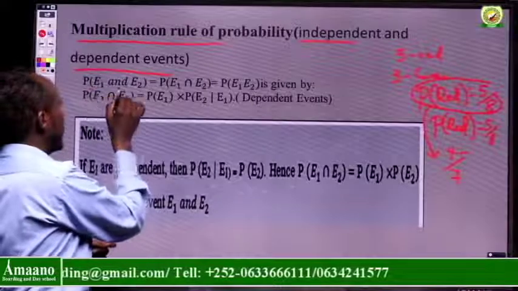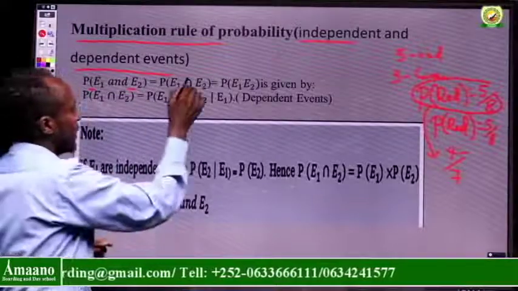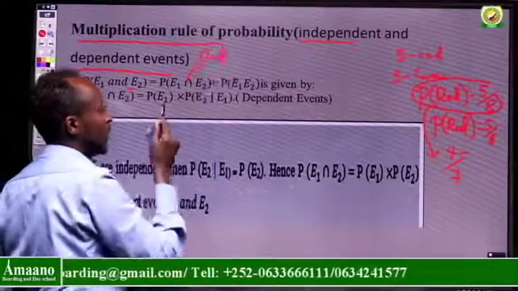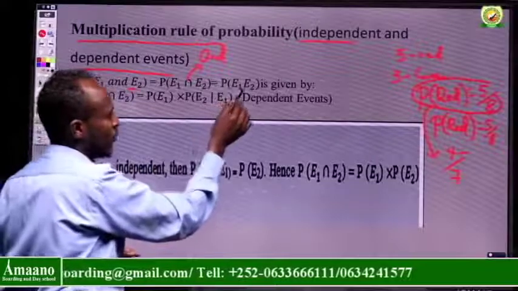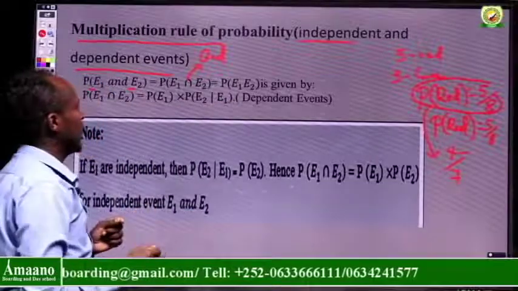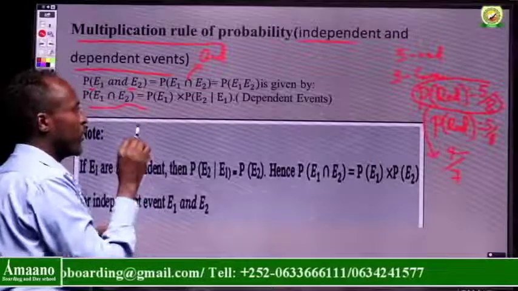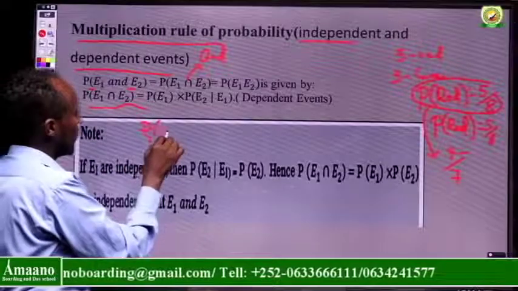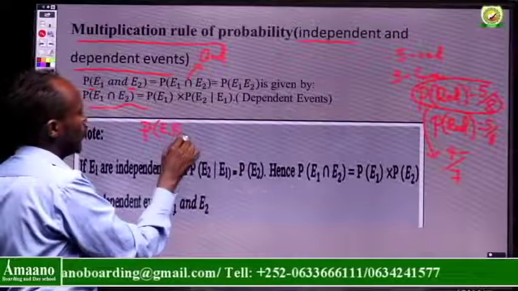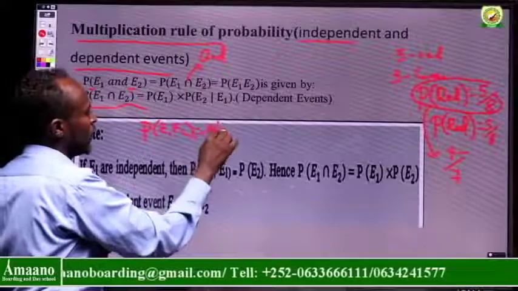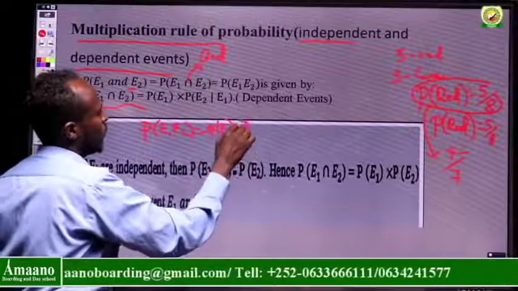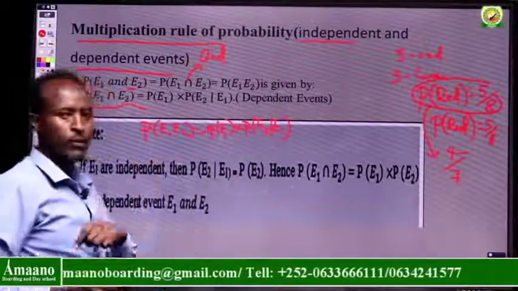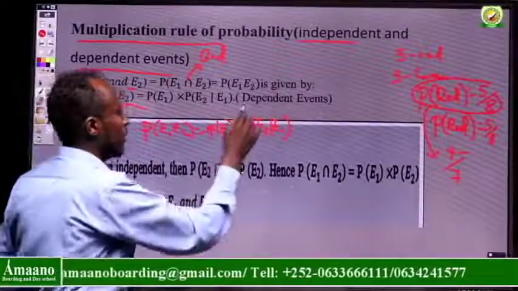Okay, let us see here. If we have two events, E1 and E2, E1 intersection E2, this intersection means and. It is the same as probability of getting E1 first, E2 second. Probability of E1 and E2 is the same as probability of getting E1 first, times probability of getting E2, given that E1 has already occurred. That's conditional probability. That is dependent events.